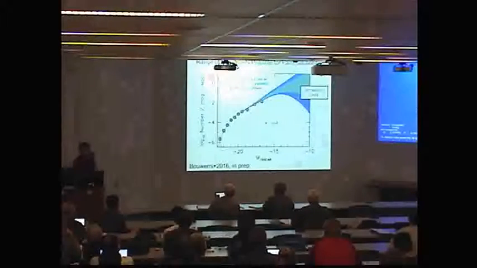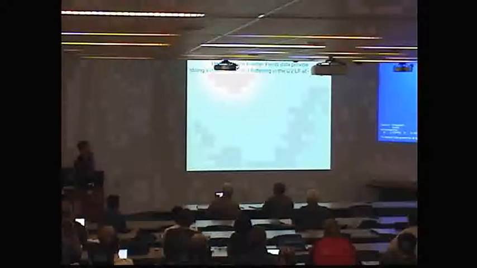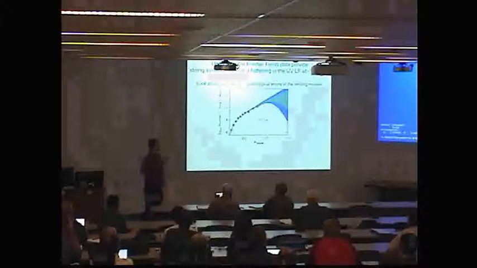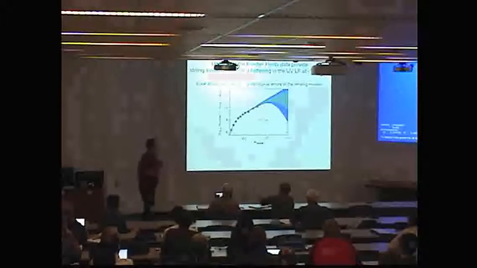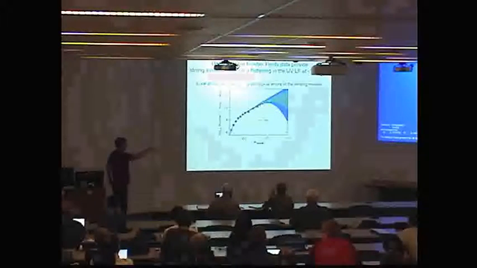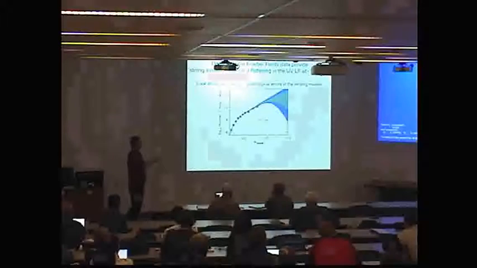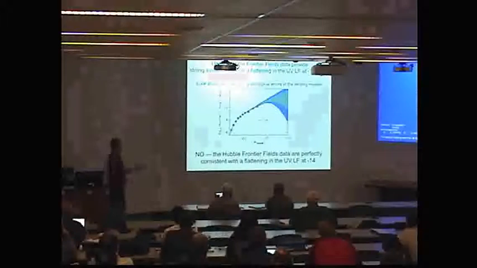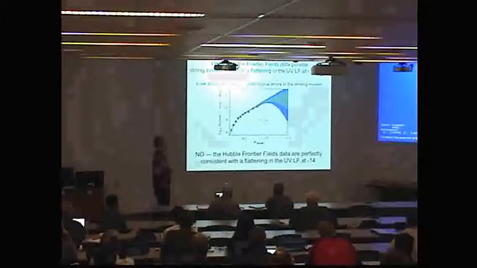In any case, the basic point I want to make is that there have been statements made about how the Frontier Fields data provides strong evidence against the flattening of the UV luminosity function at minus 14. However, if you look at the constraints we come up with from the lensing models, there's essentially no problem in fitting a lot of theoretical results. I'm basically done. The current observations are fully consistent with a turnover or a flattening of the luminosity function at minus 14. So I would say that the Frontier Fields data are perfectly consistent with a flattening of the luminosity function at minus 14.